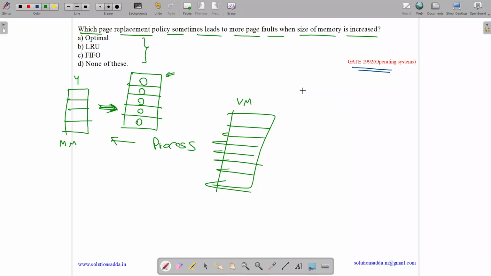So those algos are FIFO, first in first out, second chance, and random algo, random page replacement algo.